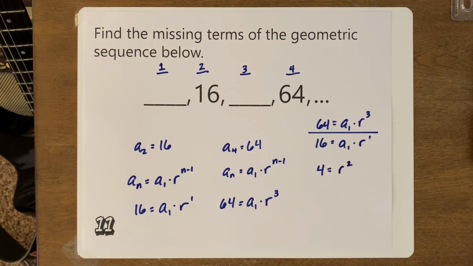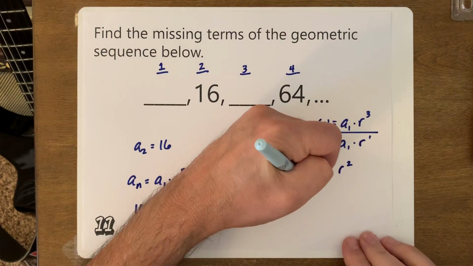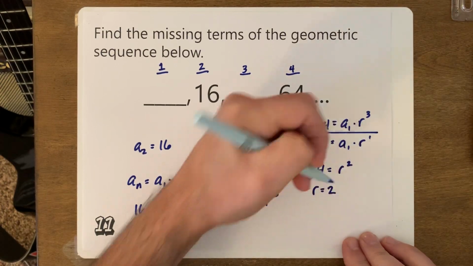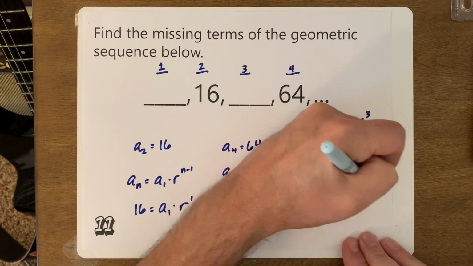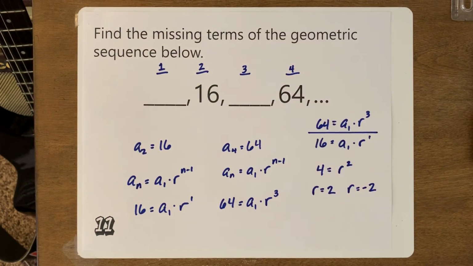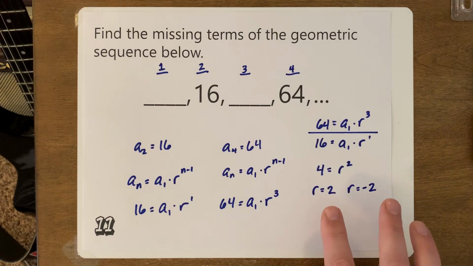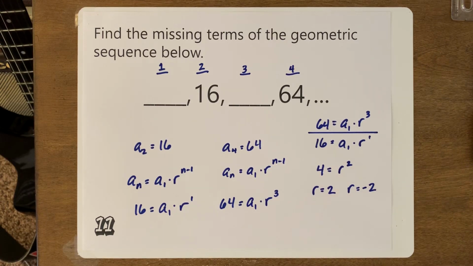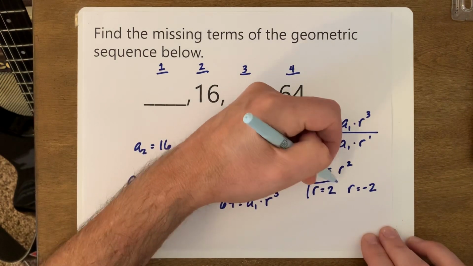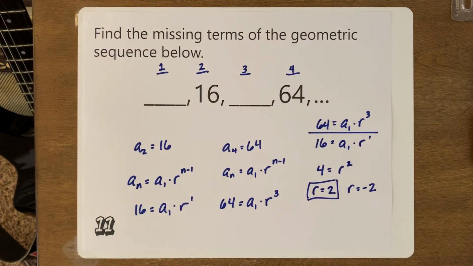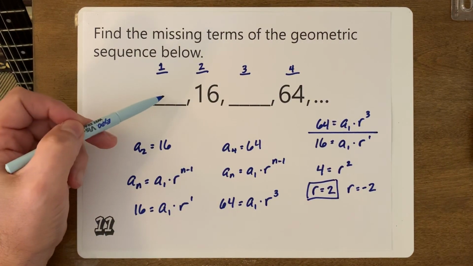So what happens is you have 4 is equal to r squared. Well, there's two values that are going to make that true. You could have r is equal to 2, or you could have r is equal to negative 2. So there are two different numbers that would make that true, right? We could deal with both of them, but let's go ahead and say that r is the positive one. Let's just take that one. R is 2.